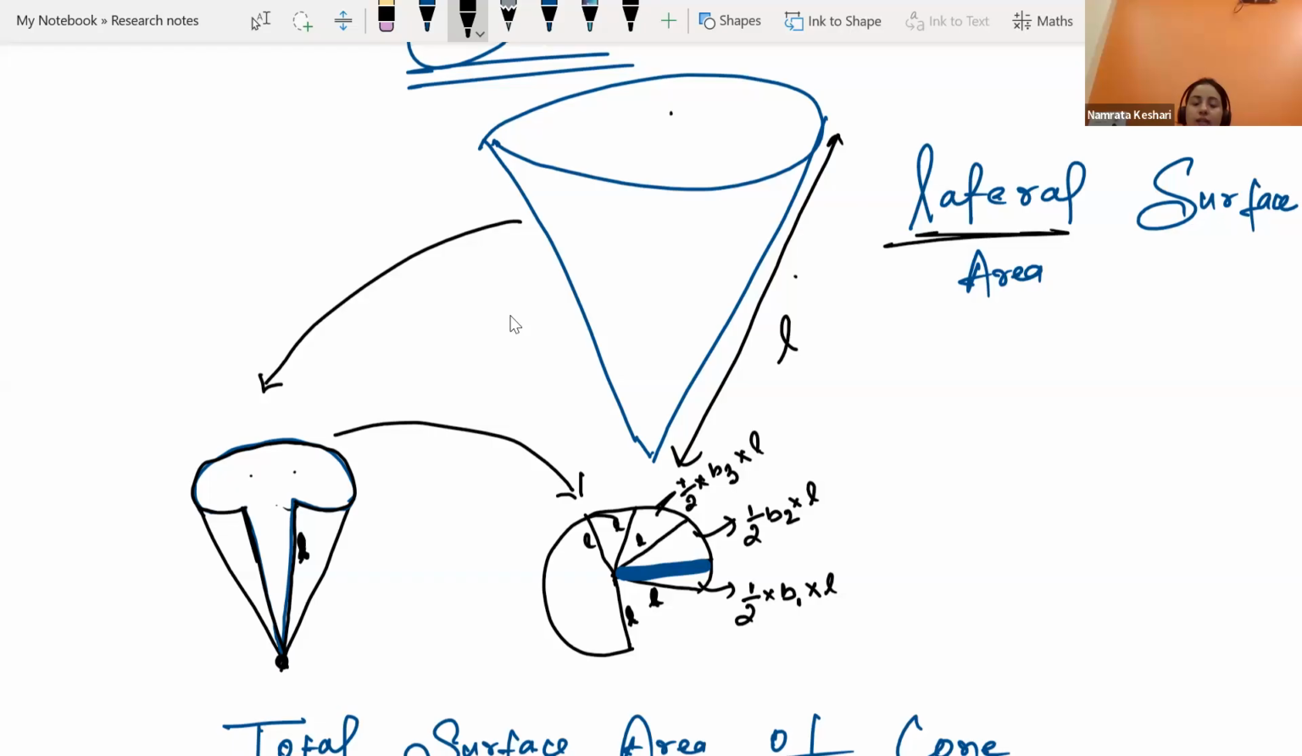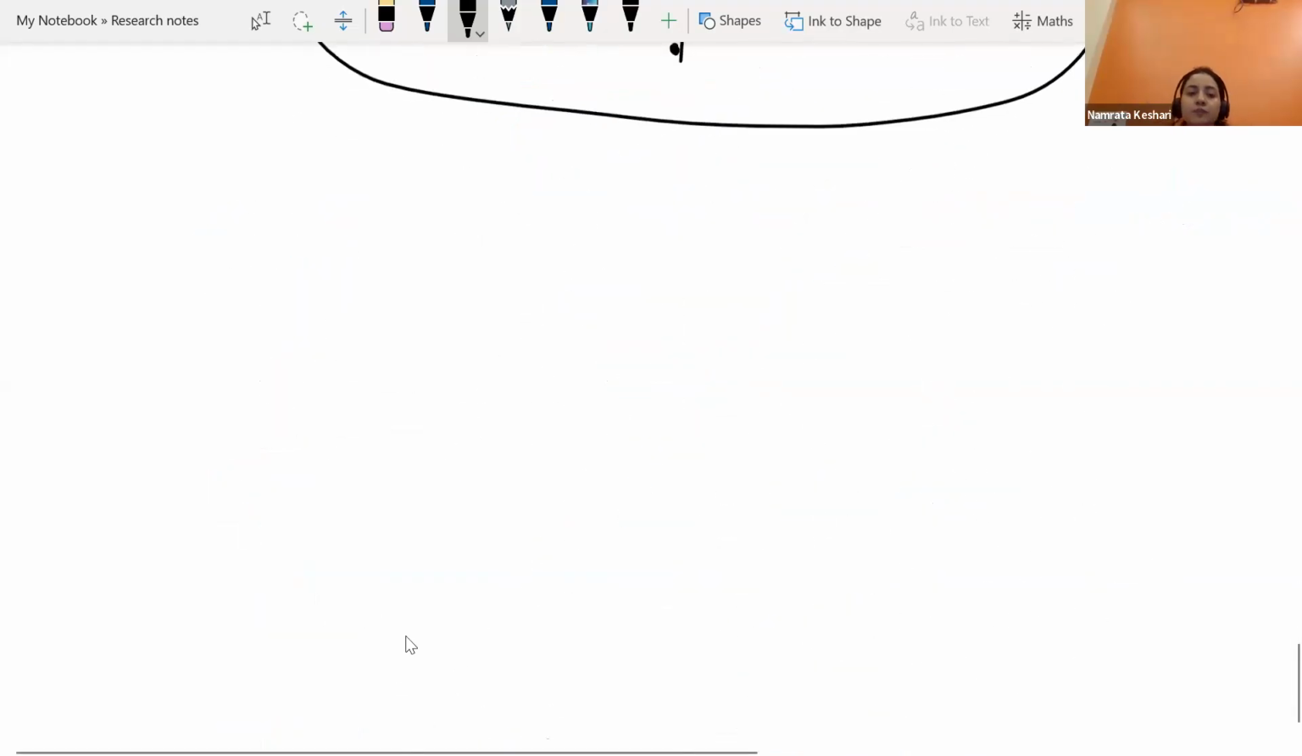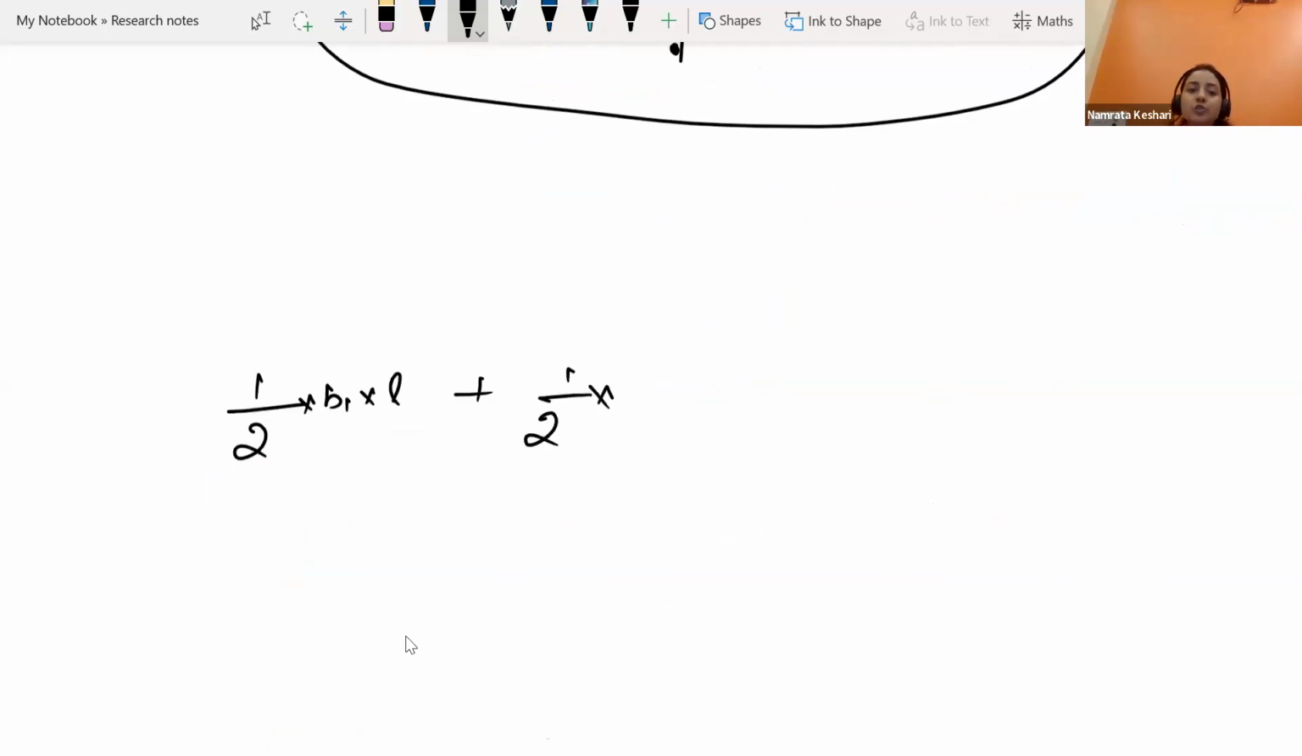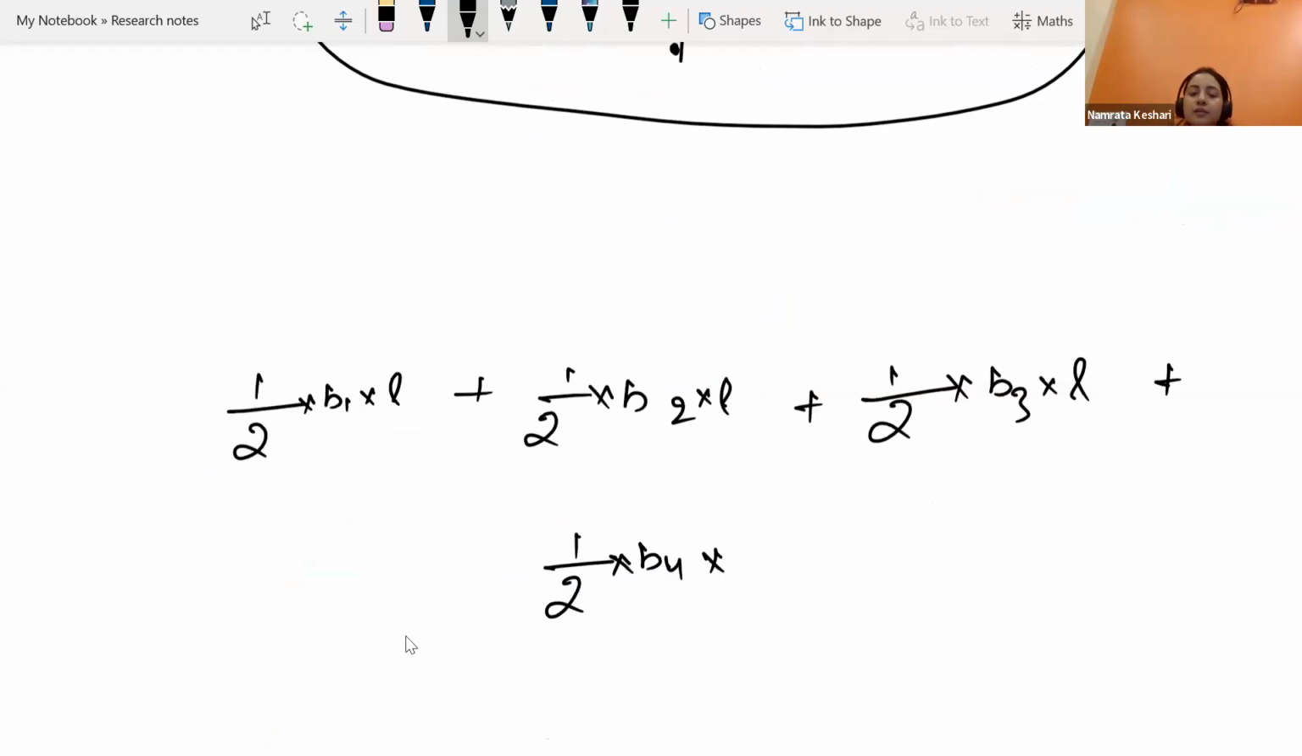So completely, if we add all of them, do we want to say 1 by 2, then base 1 plus base 2? Since all have 1 by 2, let me write it out. 1 by 2 into base 1 into height, then 1 by 2 into base 2 into height, plus 1 by 2 into base 3 into height, plus 1 by 2 into base 4 into height.